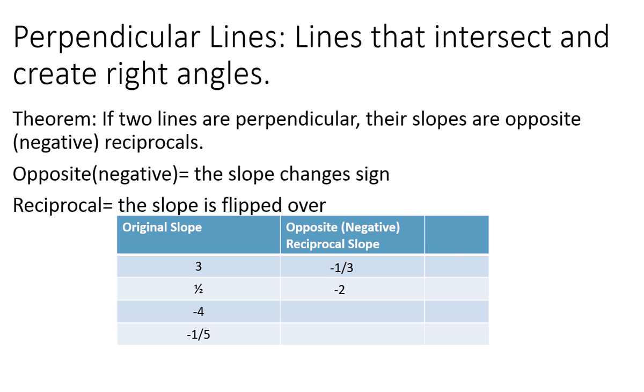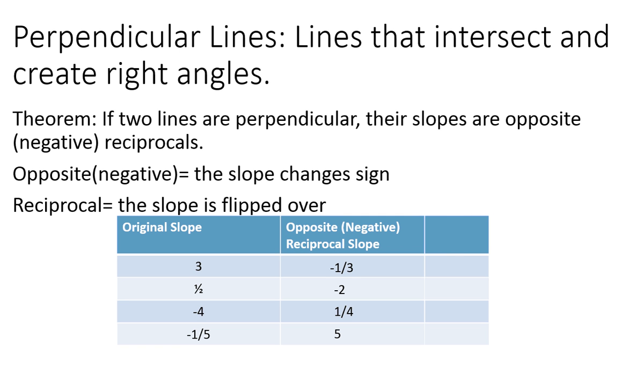Negative 4 is the same thing as negative 4 over 1, just like in the first example we did. So when you flip 4 over 1 over, you get 1/4. So our new slope is going to be a positive 1/4. And then our last example is negative 1 over 5. It's negative, so our opposite reciprocal slope has to be positive. And then 1 over 5, when you flip that over, you get 5. So those are going to be our perpendicular slopes. So the original slope and then the new slope that I created, those lines would be perpendicular.